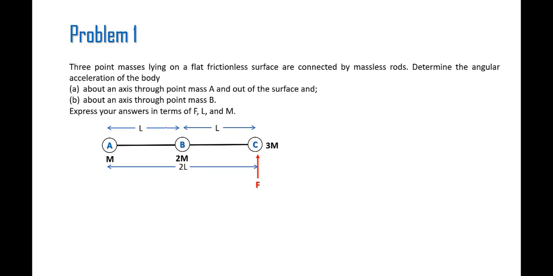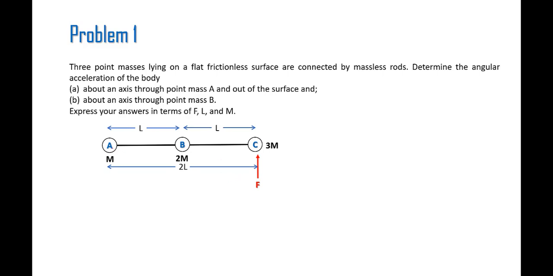So suppose we are looking at the top view of this system. The axis is out of the surface. Imagine there is an axis here passing through point mass A for system A. And then for system B, there is an axis of rotation through point mass B. Such that if we apply a force with magnitude F, this whole system will rotate about those axes.